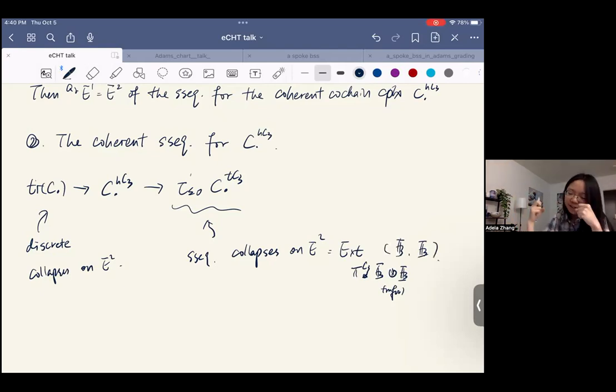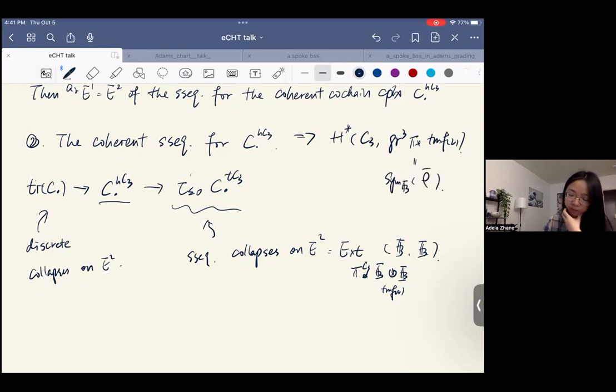So we re-express this coherent cochain complex C-bullet HC3 as two things that have spectral sequences that collapse on E2 page. And furthermore, we know what the spectral sequence for C-bullet HC3 converges to. So this converges to the homotopy group, the C3 group cohomology of the graded of pi star of TMF2, right? So this, again, we know very well, this is just Sym over F3 of rho bar in some suitable suspension. So we know what the final answer should be.